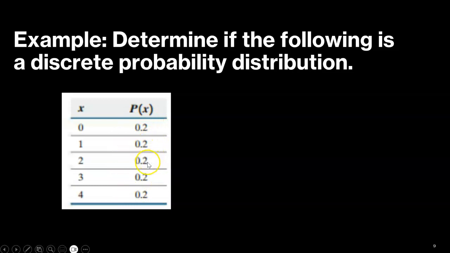If you were to add 0.2 and 0.2, that would be 0.4. Add another 0.2, that would be 0.6. Add another 0.2, that would be 0.8. Add another 0.2, that will be 1. So yes, these add up to 1. They're all between 0 and 1. So yes, this is a probability distribution. All right, so that's how you can look at a table of values of a possible discrete probability distribution and determine if it really is by checking those two rules. Let me know if you have any questions about this.